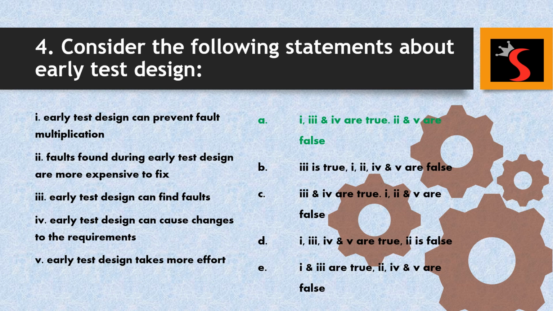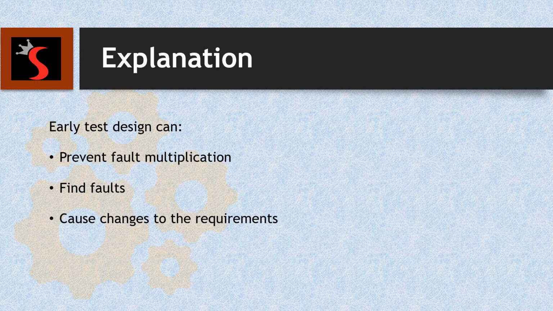And the right answer is option A. 1, 3 and 4 are true, 2 and 5 are false. Explanation: early test design can prevent fault multiplication, find faults, cause changes to the requirements.